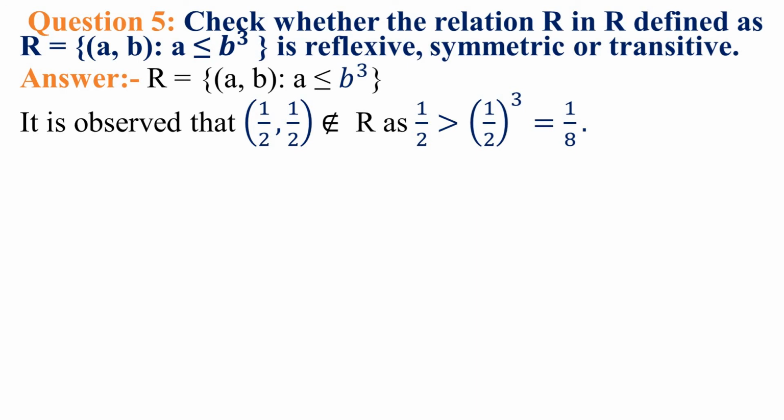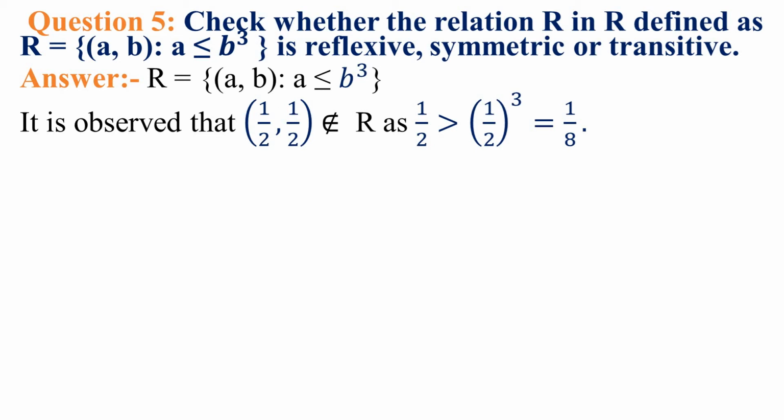question number 5. Check whether the relation R in the set R defined as R = {(a, b) : a ≤ b³} is reflexive, symmetric or transitive.